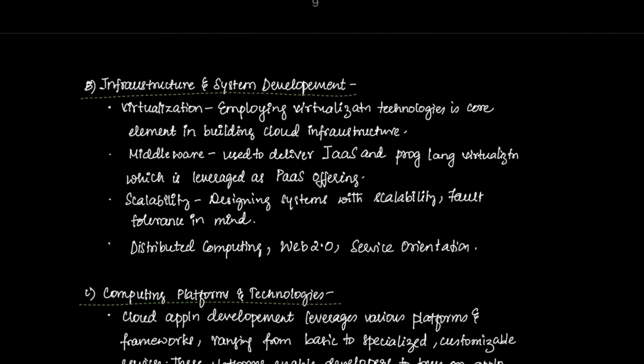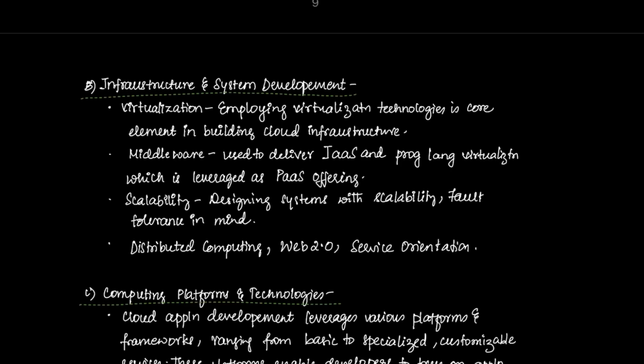Next, we have infrastructure and system development. Cloud systems are inherently distributed. We know requirements vary in distributed computing, right? By making use of virtualization, Web 2.0, and service orientation, we can meet all these.